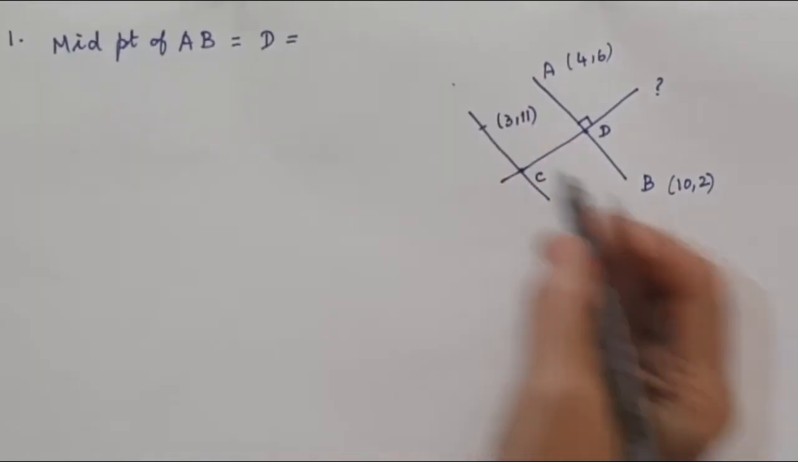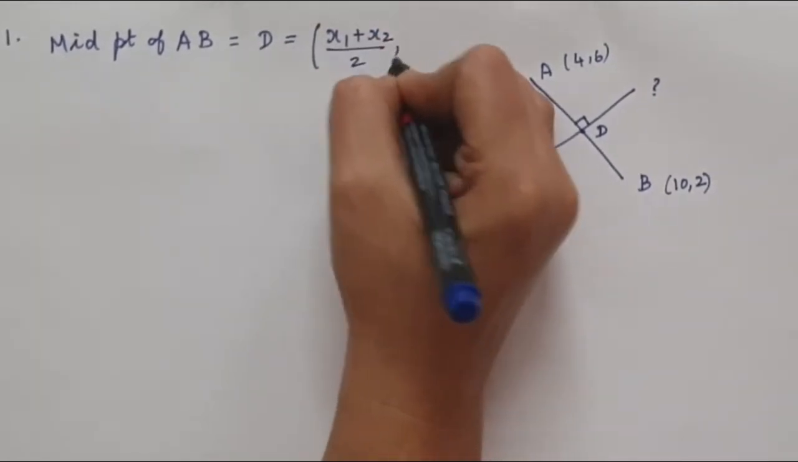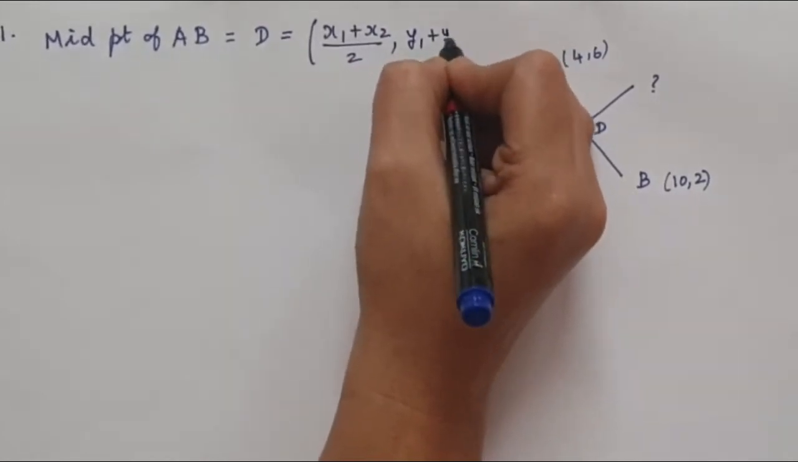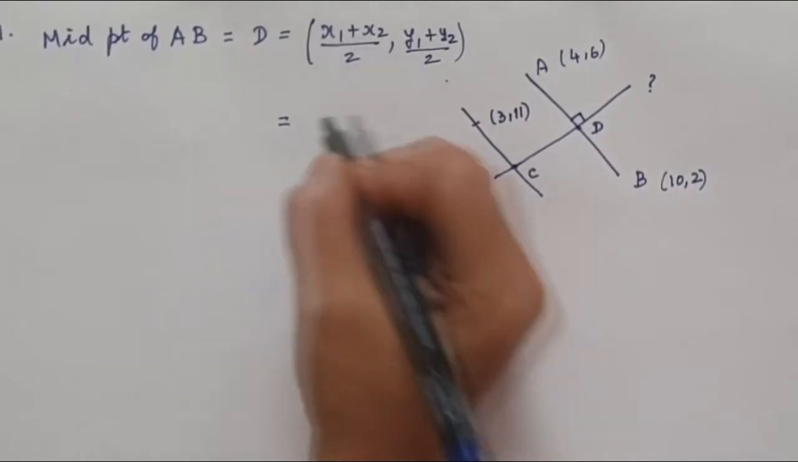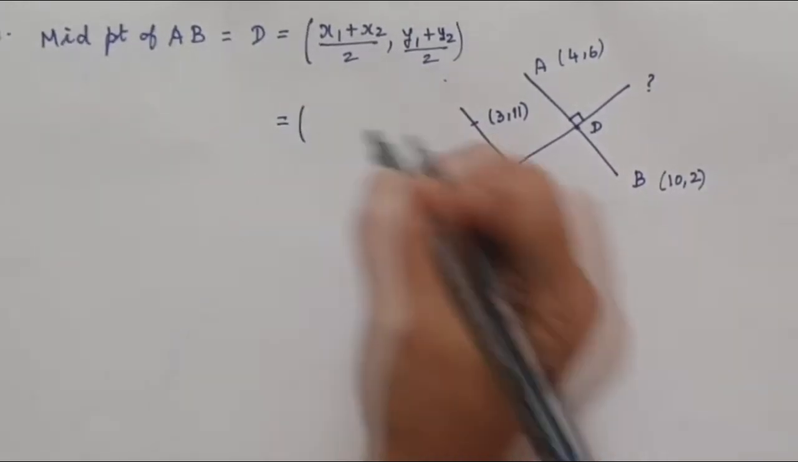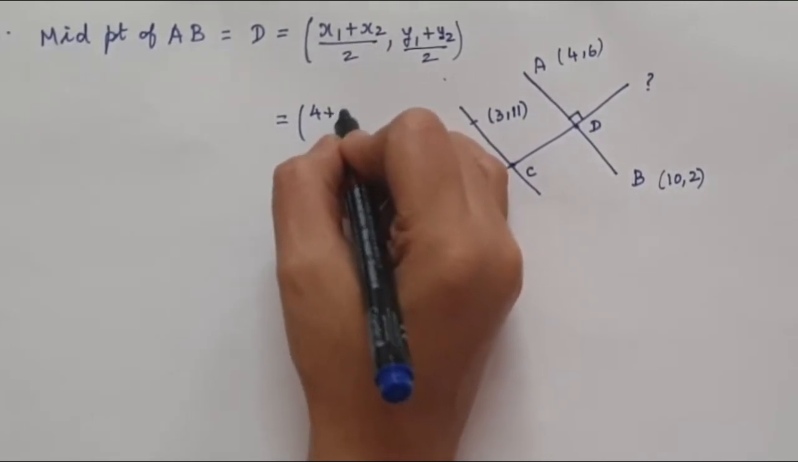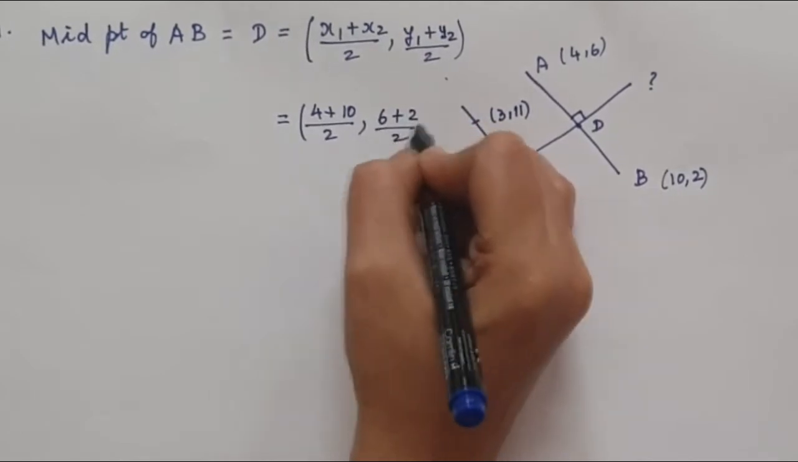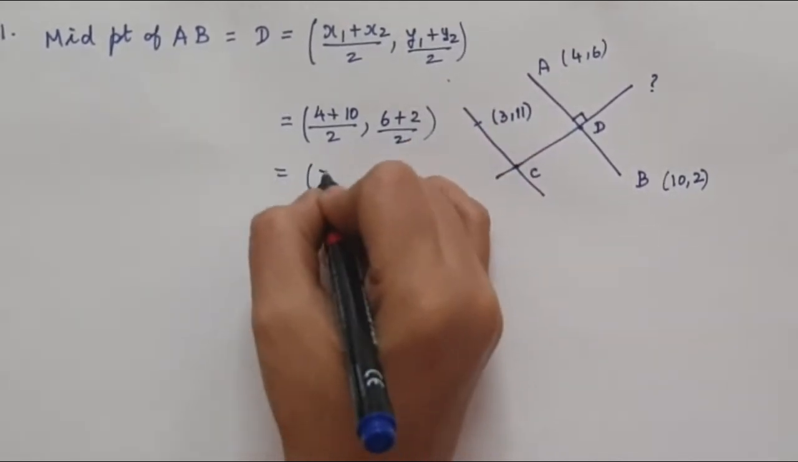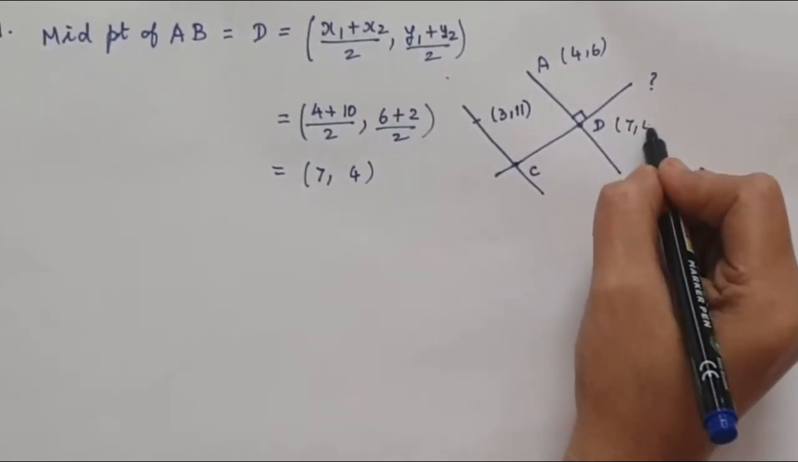D will be equal to, we know the formula, x1 plus x2 over 2 and y1 plus y2 over 2. There is no hard and fast rule which is x1, y1, x2, y2. So it will be equal to 4 plus 10 over 2, comma 6 plus 2 over 2. So it gives us 7, comma 4. So we have got this point D, which is (7, 4).